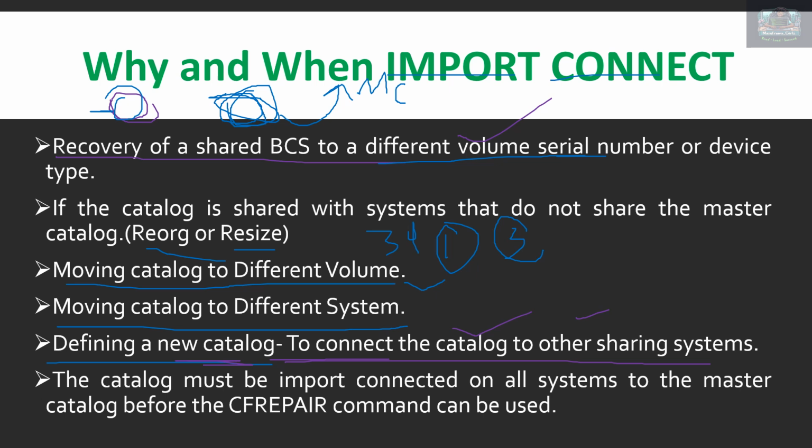Sometimes there will be a CF repair command which you will be giving for RLS, meaning if record level sharing is there in the catalog, if that has to be set. At that time, if there is an error, you will be issuing the CF repair command. So before that, you have to do this import connect in all the systems. Make sure that in all the systems, your user catalog is connected to the master catalog. Then only you can issue the CF repair command.